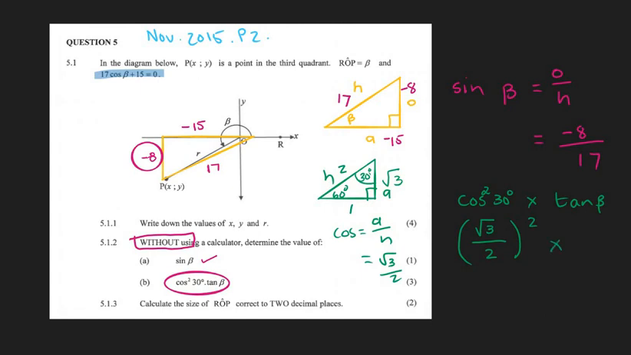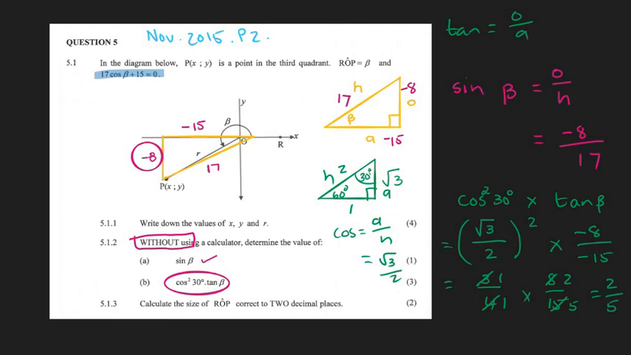Let's see, tan is opposite over adjacent. There's my O, it's minus 8. Where's my A? It's minus 15. So let's go on. Square root of 3 squared is 3. Square root of 2 is 4, times 8 over 15, because those two negatives make a positive. 4 goes into itself once, 4 goes into 8 twice, 3 goes into itself once, 3 goes into 15 5 times, so my answer is 2 over 5.